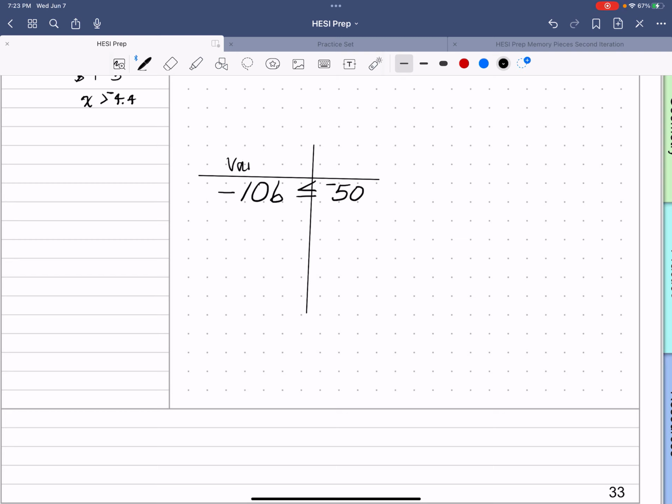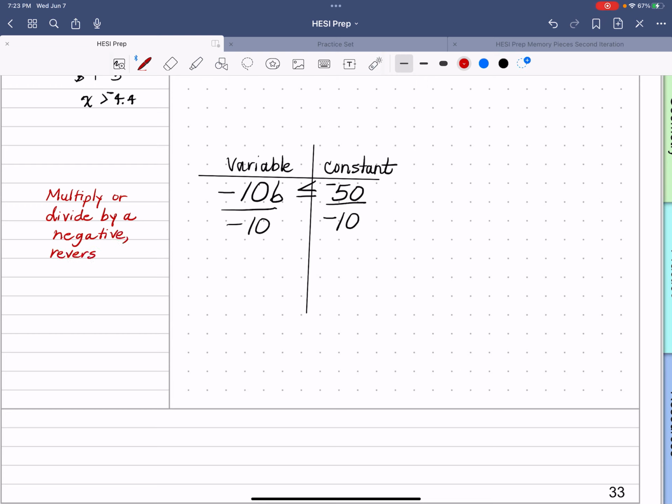We have the variable on this side and the constant on this side. So we need to move that negative 10. So I'm going to divide by negative 10, and this is where the rule is weird. If you multiply or divide by a negative, you have to reverse the sign. And I won't go into why that is the case. Just trust me on this.